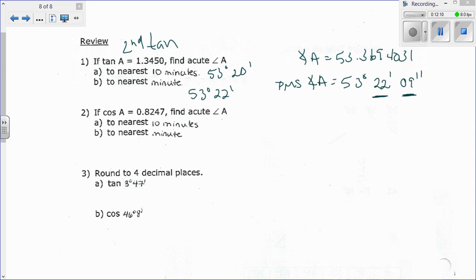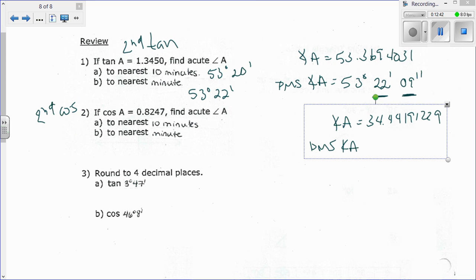If the cosine of A is equal to 0.8247, find the acute angle A. Again, on the calculator, I would do second cosine. And when I did that, I would get angle A equals 34.441912229. And I turn it into degrees, minutes, seconds. So angle A is 34 degrees, 26 minutes, 30 seconds.